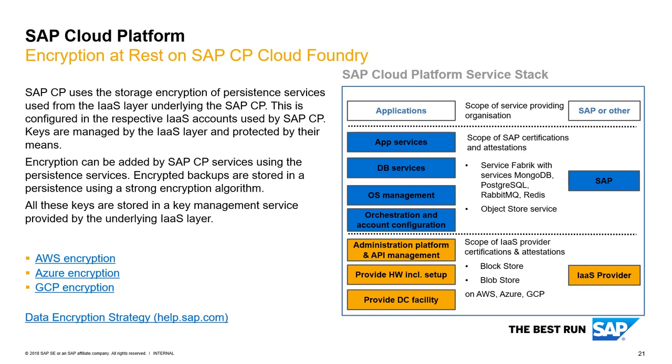How does SAP Cloud Platform on Cloud Foundry ensure encryption of data at rest? SAP Cloud Platform uses the storage encryption of persistent services used from the infrastructure layer underlying the SAP Cloud Platform. This is configured in the respective infrastructure as a service accounts used by SAP Cloud Platform. Keys are managed by the infrastructure layer and protected by their means. Encryption can be added by SAP Cloud Platform services using the persistent services.